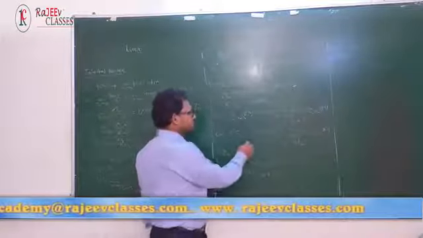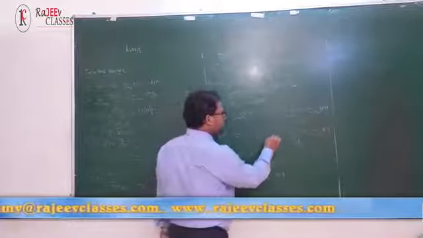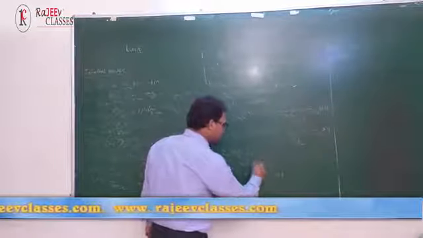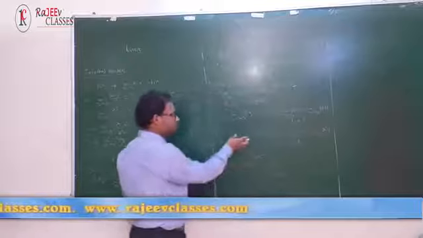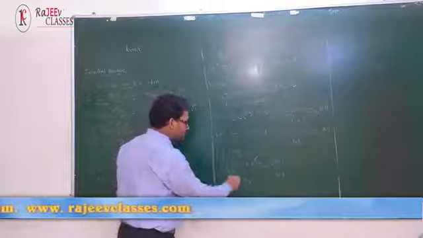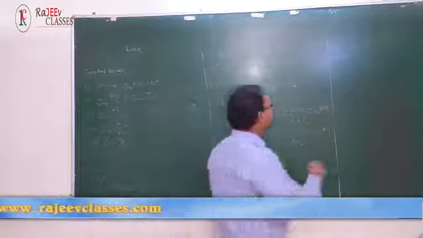Why? Because the theorem says that the limit of a product exists only when both limits are finite. But here this limit is not finite. That's why we cannot break up the limit of sin x by x as the product of two functions. That is the wrong concept. We can't use it.